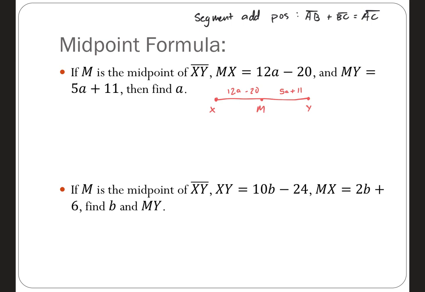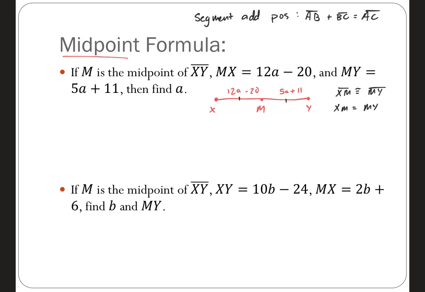Now, according to the segment addition postulate, piece plus the piece equals the whole. Well, the immediate problem that I see is that we don't know what the whole is. However, we know the definition of the word midpoint. Midpoint says that this is a point in the exact middle. It cuts the segment in half. So that means that line segment XM is congruent to line segment MY, which means that line segment XM is equal to line segment MY.